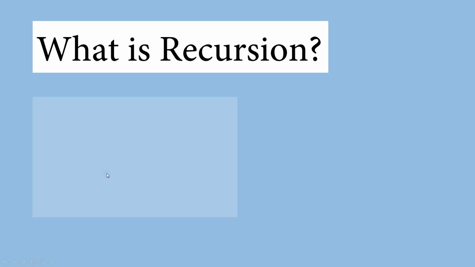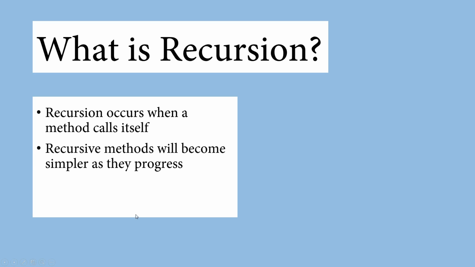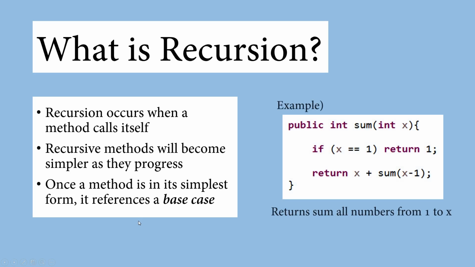The first being that recursion occurs when a method calls itself. The second is that recursive methods will become simpler as they progress, and you'll see exactly what I'm talking about when I show you an example. The third is once a method is in its simplest form, it references a base case.